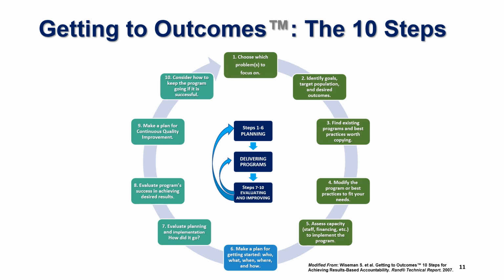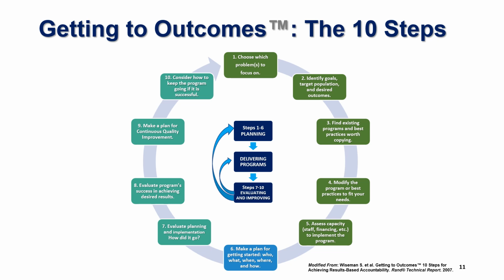Having a good understanding of how the Getting to Outcomes construct can be applied to the development of new or modifications to existing healthcare initiatives should assist the respiratory care practitioner to embrace and easily integrate the 10 steps into practice. This technical report provides suggestions on how to link the 10 steps. The GTO 10 steps are as follows. Step 1, conduct a needs assessment. Choose which problems to focus on.